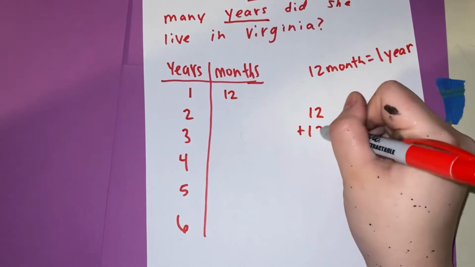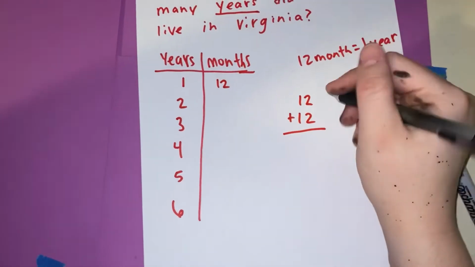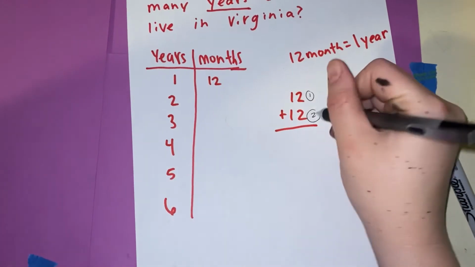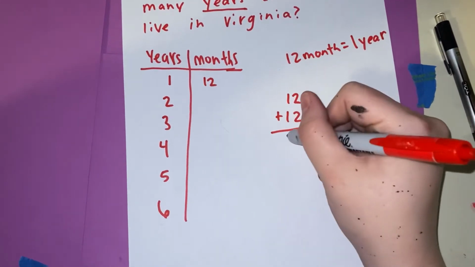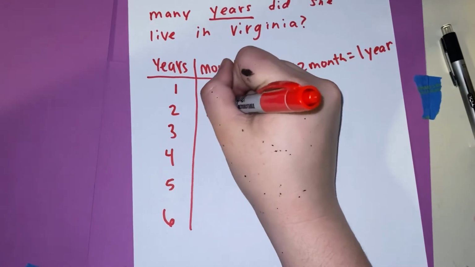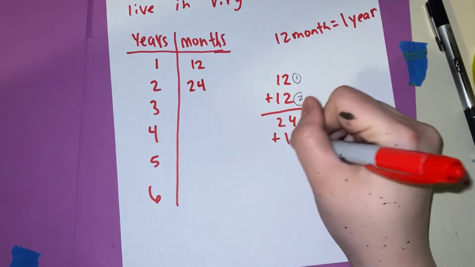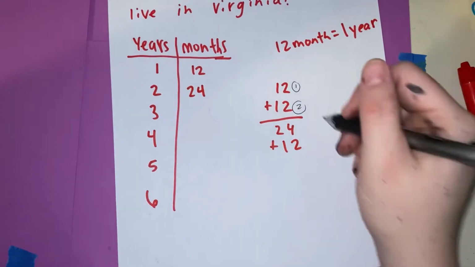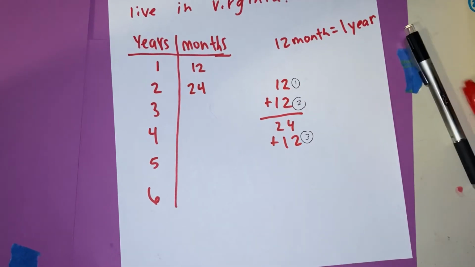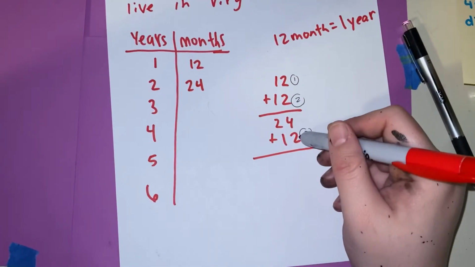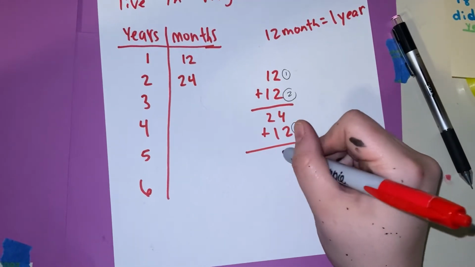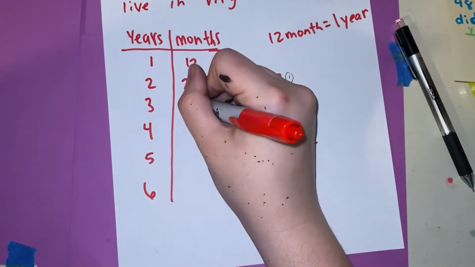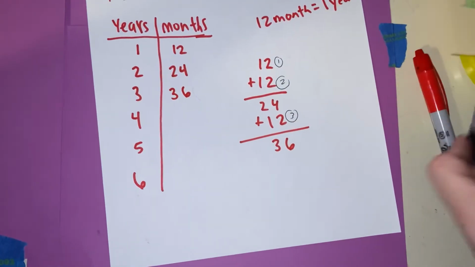So 1 year plus another year is 2 years. So this is year 1, year 2. 2 plus 2 is 4. 1 plus 1 is 2. So year 2 is 24. Now we're going to add year 3. 2 plus 4 is 6. 1 plus 2 is 3. So 3 years is 36 months.